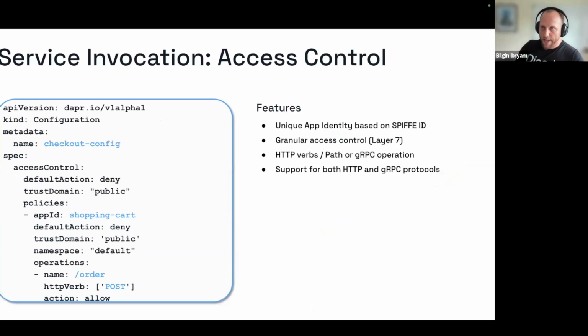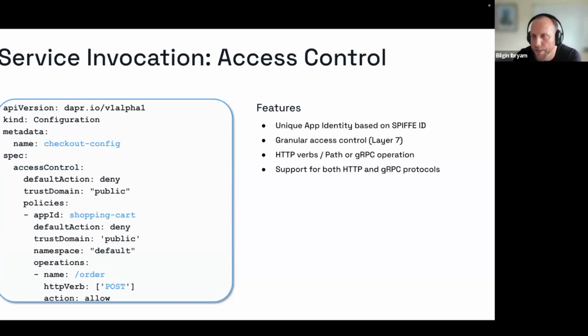And if you look at what Dapr has in this space is what's called access control. So access control is the authorization mechanism for service invocation in Dapr. To understand that, the first thing to understand here is that Dapr has the concept of application identity. So each application in Dapr has its own identity, which is backed by SPIFFE ID, which is then attached to its TLS certificate. And you can define granular access controls at layer 7. What I mean by that is you can use the different HTTP verbs, paths, or the gRPC operation to specify what kind of access your application has.